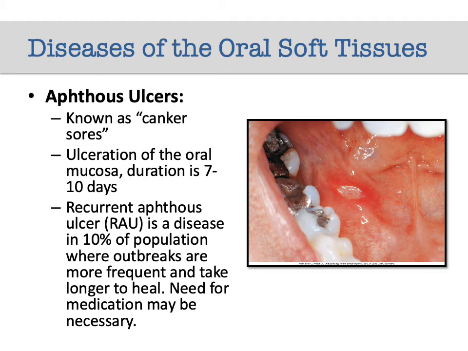Aphthous ulcers are also known as canker sores. There is an ulceration of the oral mucosa, and the duration is 7 to 10 days. Recurrent aphthous ulcer, also known as RAU, is a disease in about 10% of the population, where outbreaks are more frequent and take longer to heal. Medication may be necessary for some of these patients.